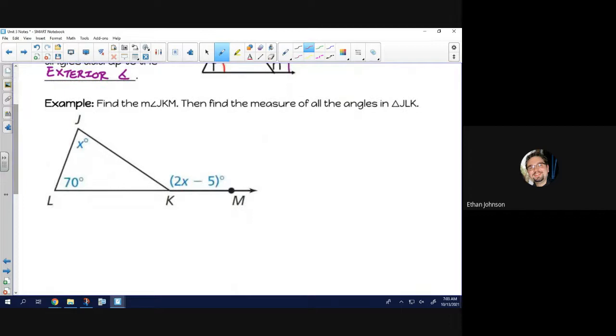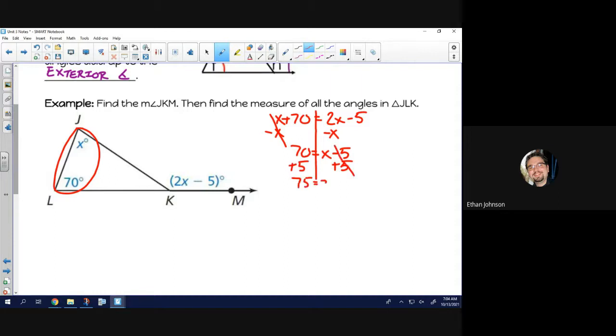So let's actually use that for this problem then. So our two far interior add to equal our exterior. So in this case, x plus 70 equals our exterior of 2x minus 5. We have an x on both sides, so subtract x. 70 equals x minus 5. Add 5 to both sides. And x equals 75.